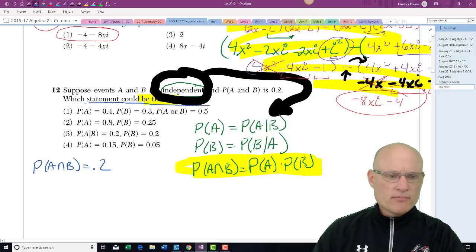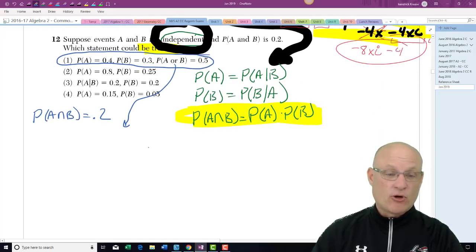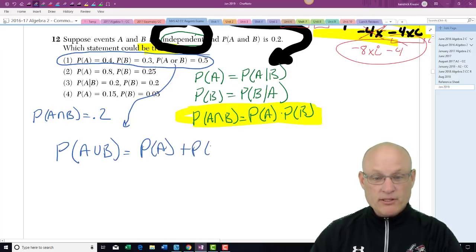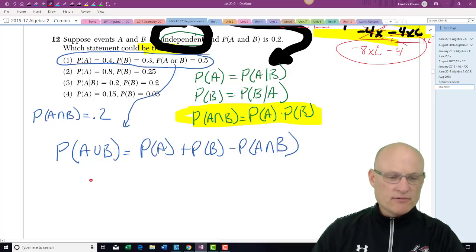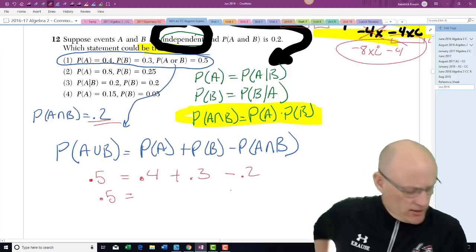So let's take a look at this first one. This first one has an or in it. Do you remember the or formula? If you see an or, you got to write the or formula. So that's the probability of A or B is equal to the probability of A plus the probability of B minus the probability of A and B. Okay, now I just start plugging stuff in. The probability of A or B is 0.5. Does that equal 0.4 plus 0.3 minus 0.2? Well, let's see. That's 0.7 minus 0.2. That looks like that works.